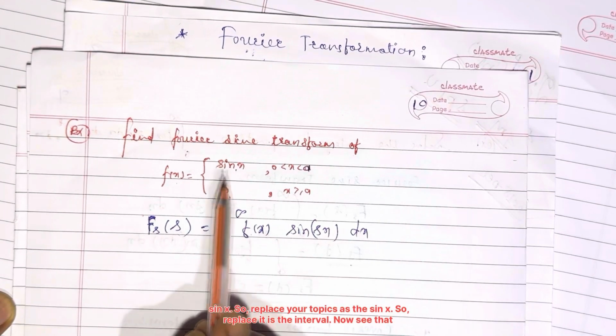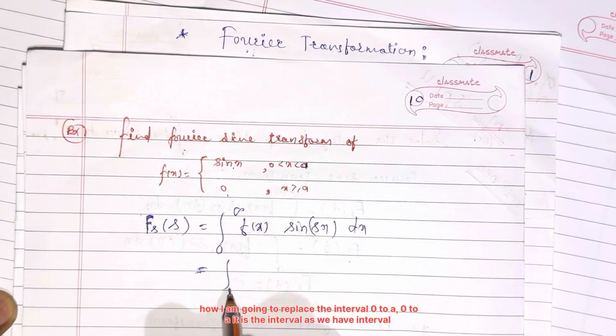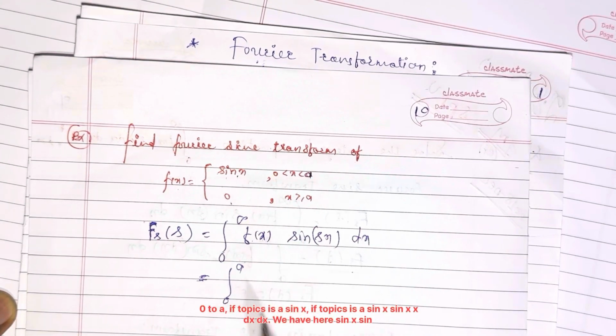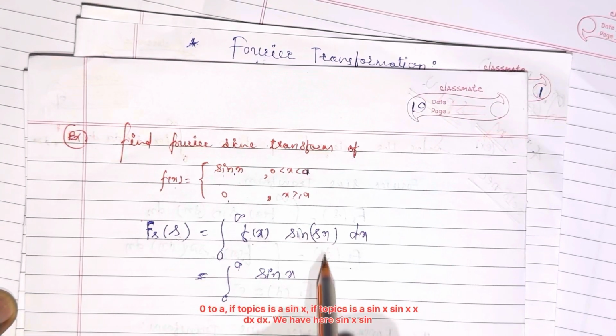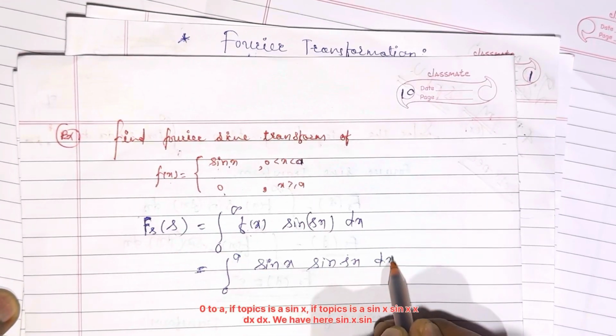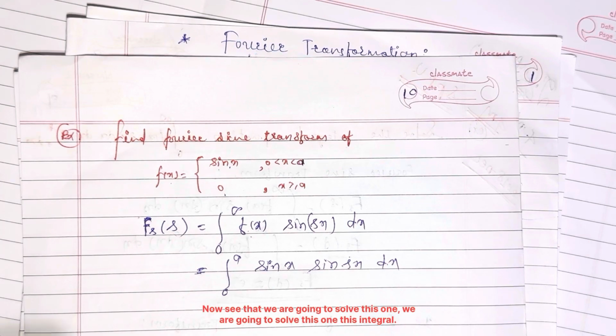So replace f of x with sine x, and replace the interval with 0 to a, as given. Here we have the integral from 0 to a of sine x sine sx dx. This is our given Fourier transformation, and now we are going to solve this integral.